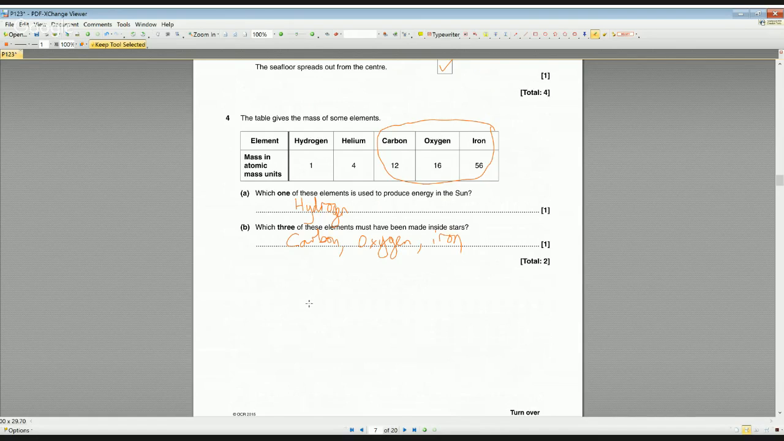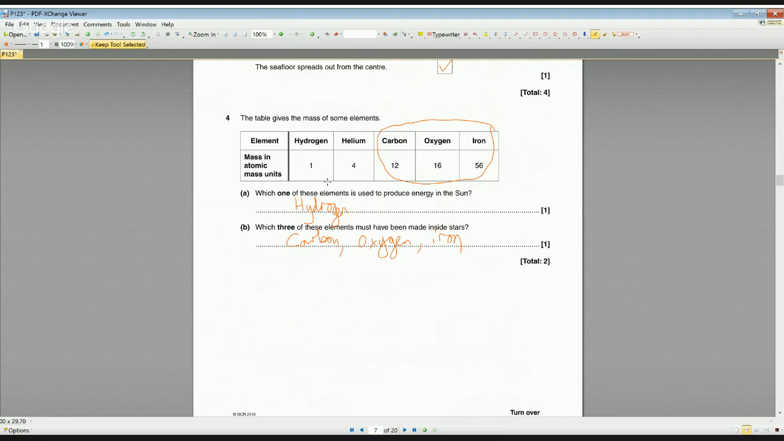It doesn't occur anywhere else but stars, so you cannot explain the existence of carbon, oxygen, iron, or any other element that's heavier than helium through any process other than nuclear fusion. They have to have been formed by combining together hydrogen and helium. Therefore, those three elements have to have been formed inside stars.